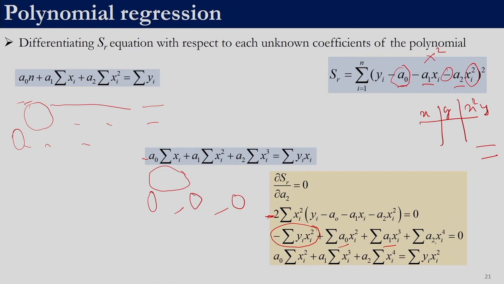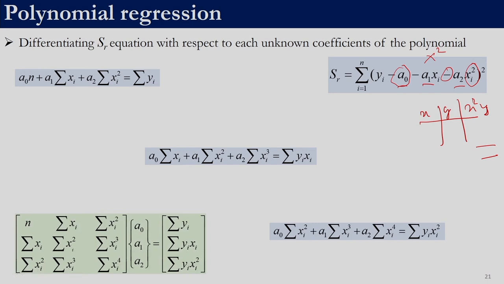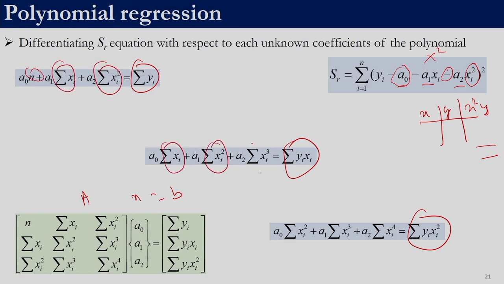Otherwise again a0, a1, a2 are the unknowns, and these coefficients can be determined. So these are the three normal equations in this case. Again they can be put into the conventional Ax equal to b form. These three things are completely known, so that will form our b vector. And this n, sigma xi square are known, all these terms are known, so they would come in the coefficient matrix. If we know how to solve this, then given data points, we can find out a0, a1, a2.